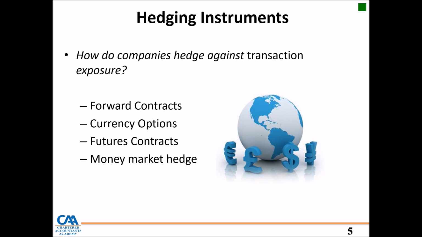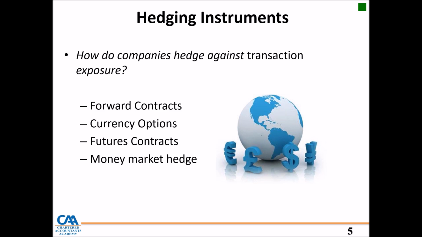Now the key question is, how do companies hedge against transaction exposure? So remember from part 1, when we covered foreign exchange rate risk, we talked of exposure that comes in the form of translation exposure, transaction exposure, and economic exposure. So we are going to cover specifically transaction exposure. Now, how do companies hedge against transaction exposure?